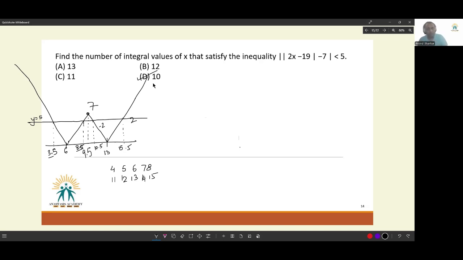2x minus 19 minus 7 is greater than 0. 2x minus 19 minus 7 is less than 0. Basically, 4 cases I would have to draw and then do it. And in a graph, I can happily do it in this much work. This is not easy. This is, of course, slightly complicated.